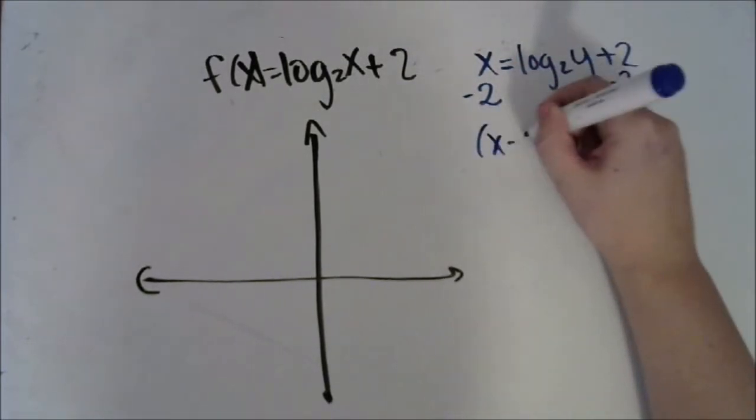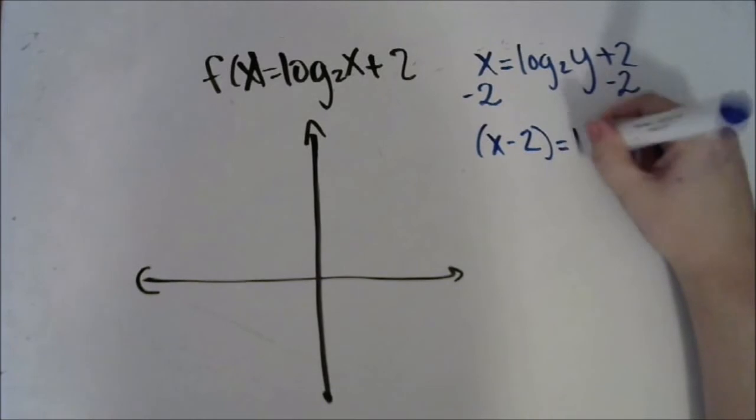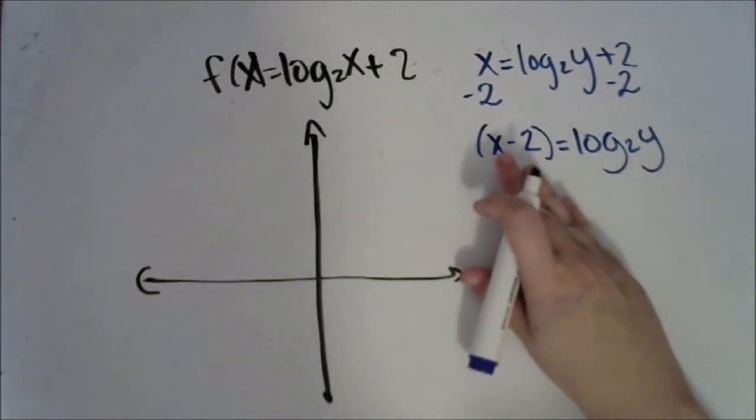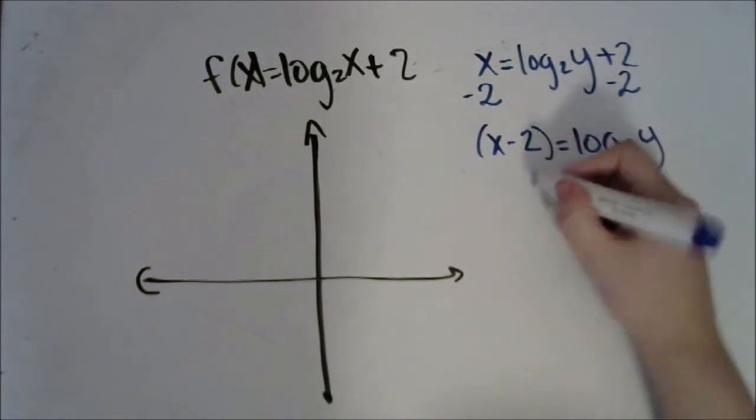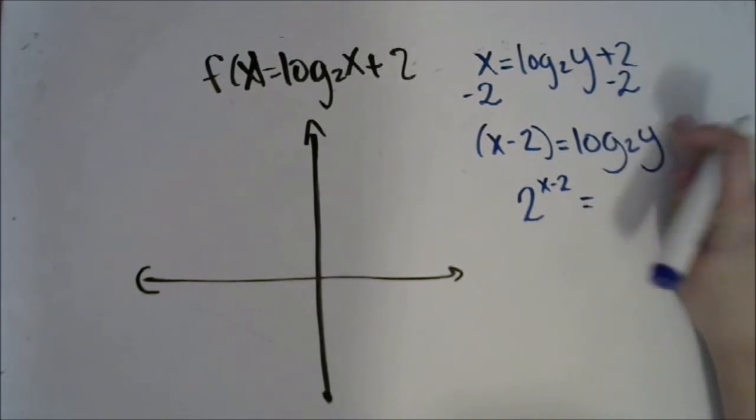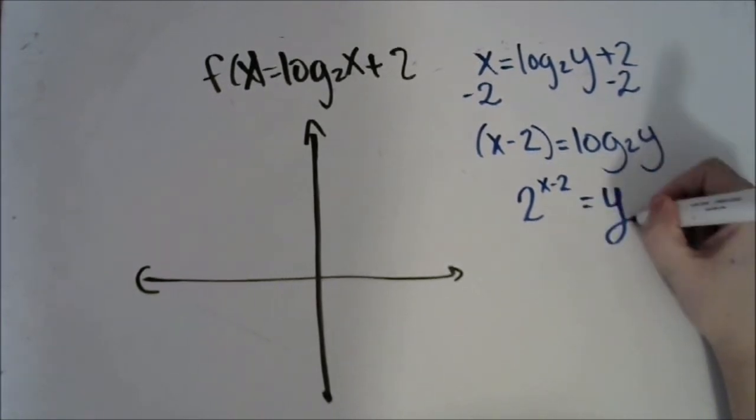So we've got x minus 2, and I'm going to purposefully put that in parentheses to group it together, so that when I rewrite this, I realize this is the entire exponent. We've got 2 to the x minus 2 power equals y.